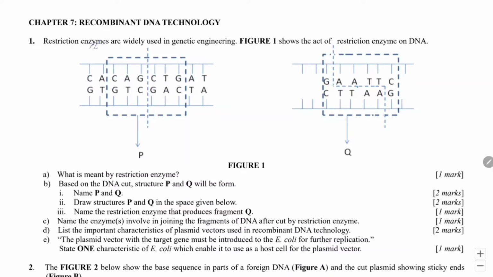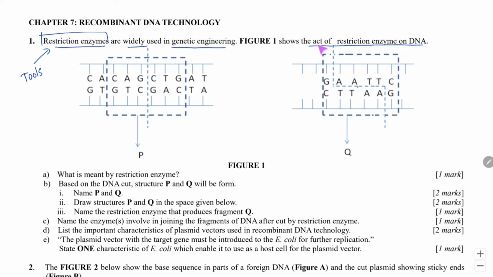Question 1. Restriction enzymes are widely used in genetic engineering. Figure 1 shows the act of restriction enzyme on DNA. So kat sini dia bagi clue dah apa yang dia nak tunjukkan dekat dalam gambar ini, iaitu first dia kata restriction enzyme. So ingat, di dalam recombinant DNA technology ada tools yang awak kena boleh state dan juga tahu function dia. So one of the tools is restriction enzyme.